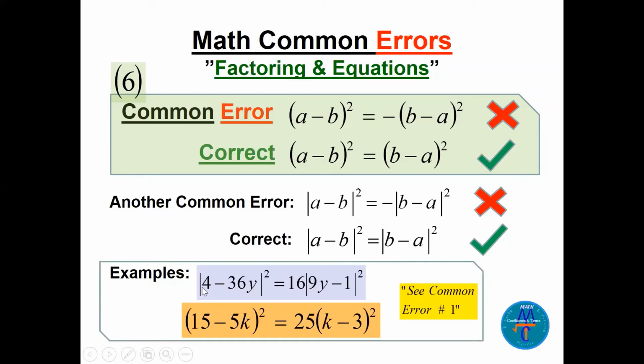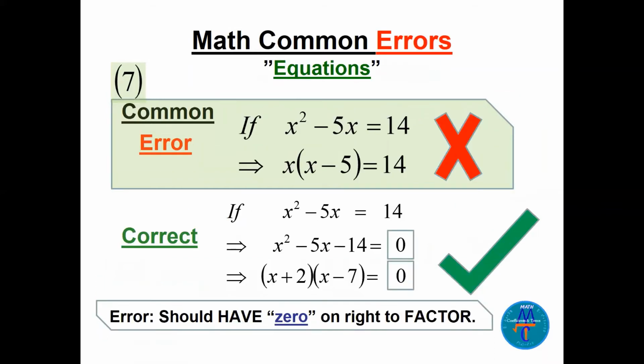Now here will be some examples. 4 minus 36y squared. Suppose we need to take a common factor here. So we take 4, see 4 in the common, but remember, I showed you in common error number 1. If you take a 4, there is a square, so you have to square it. And then inside you can write 9y minus 1 or 1 minus 9y. Same thing here for the squared. You can switch inside without taking a minus because we have squared. Also, you need to study this carefully.